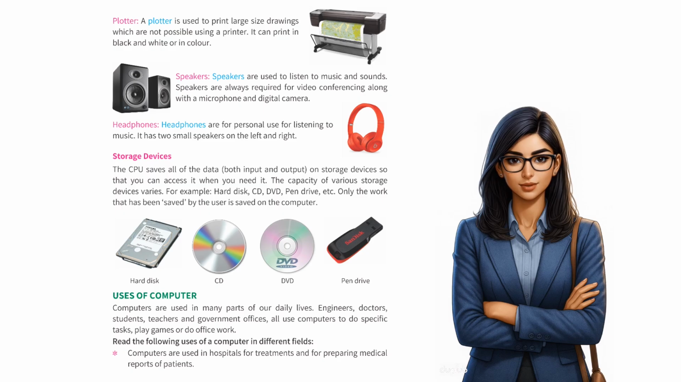Storage devices. The CPU saves all of the data, both input and output, on storage devices so that you can access it when you need it. The capacity of various storage devices varies. For example, hard disk, CD, DVD, pen drive, etc. Only the work that has been saved by the user is saved on the computer.